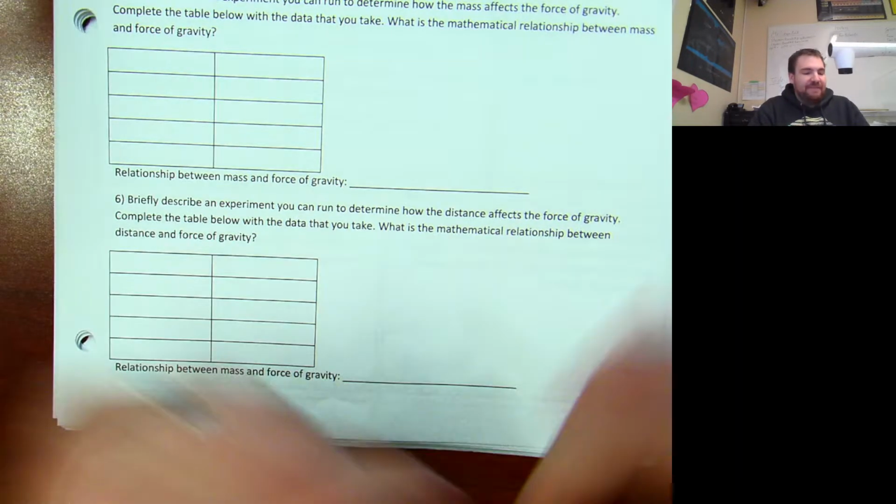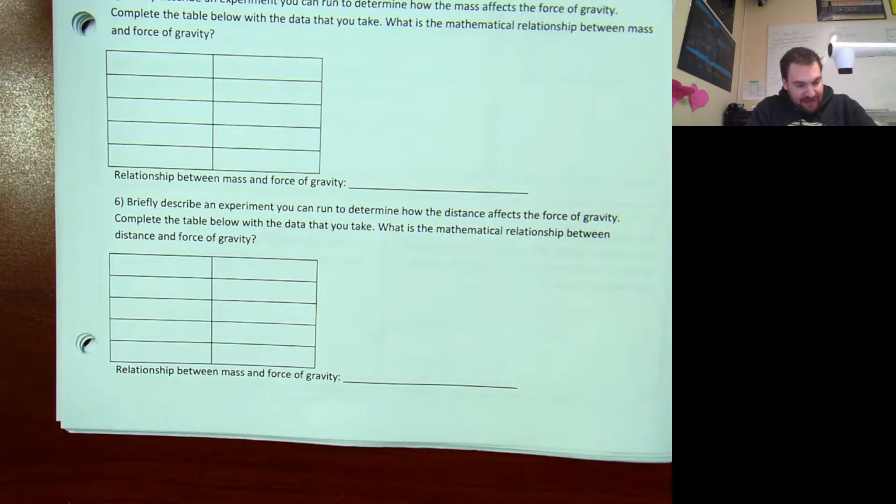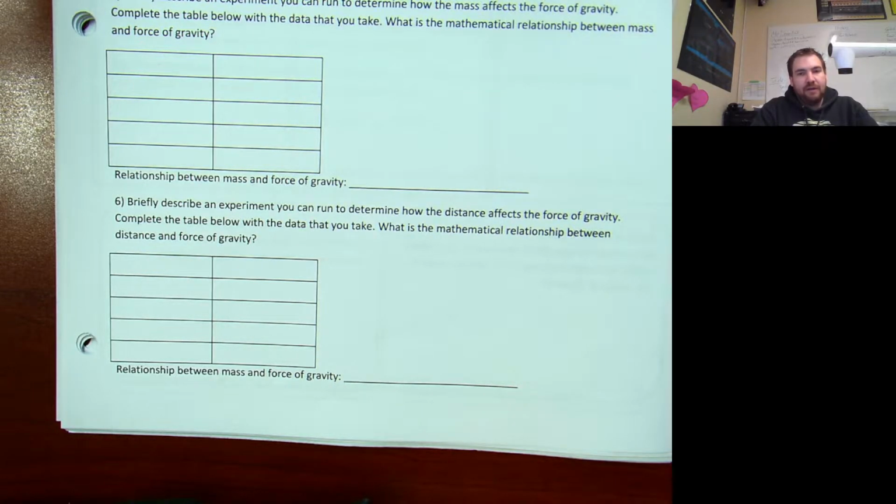Well, let's talk about 5 and 6. Question 5 said to briefly describe an experiment you can run to determine how the mass affects the force of gravity. Complete the table below with the data you take, with the mathematical relationship between the mass and the force of gravity. We'll do this briefly here.